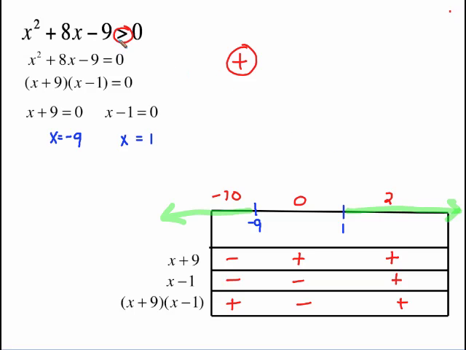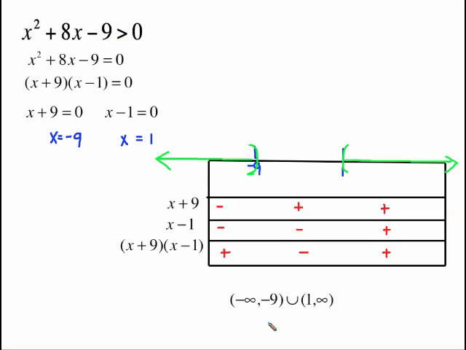Because this was plain old greater, I'm using the curved parenthesis, or for you guys that like it, the open circle instead of the curved parenthesis, which then gives me this interval notation. All of this down here heading off into negative infinity land. So this is negative infinity to negative 9, union with 1 out to positive infinity.